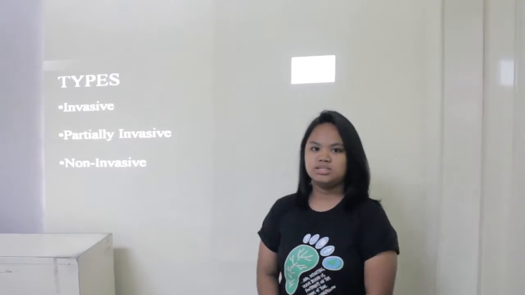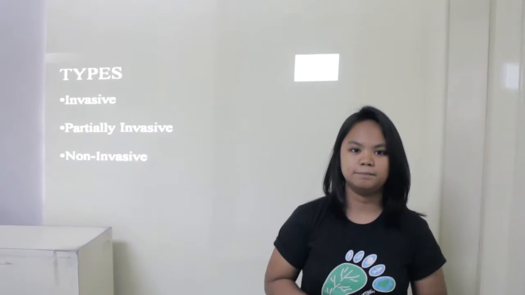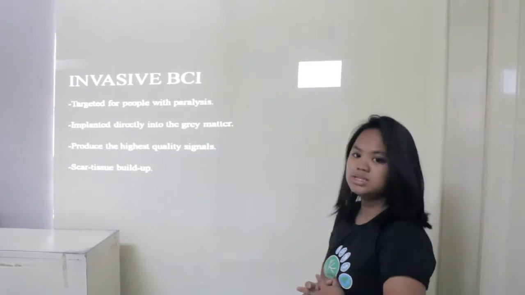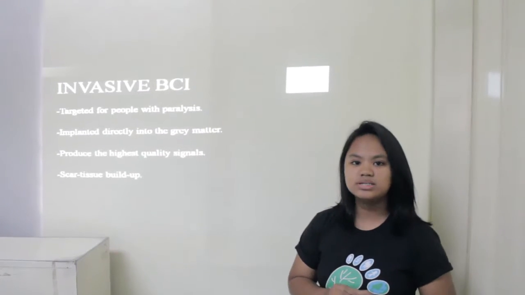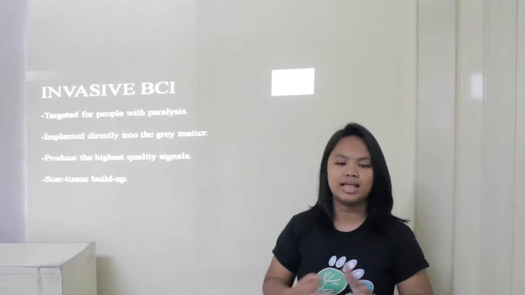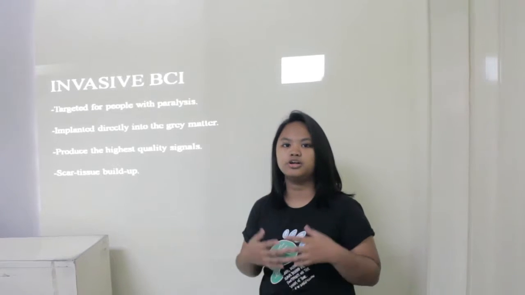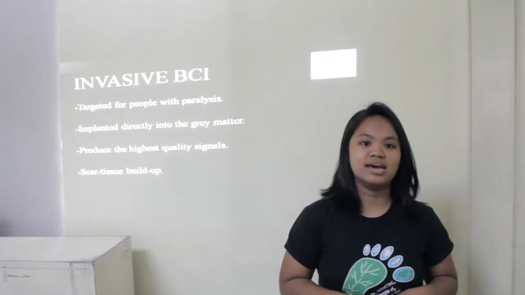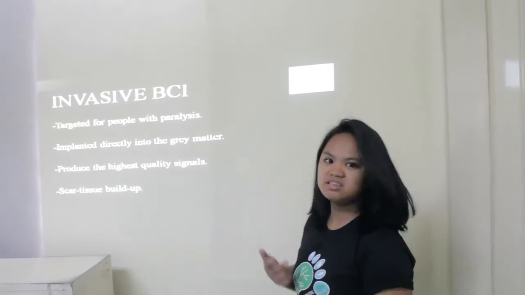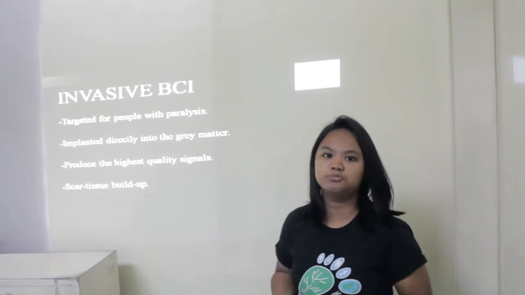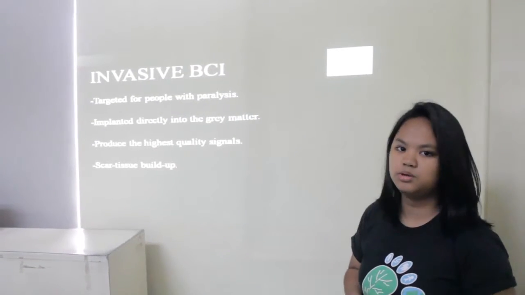Now we go to the three types of BCI. The invasive BCI, partially invasive BCI, and the non-invasive BCI. For the invasive BCI, it is targeted for people with paralysis. It is implanted directly to the gray matter, which is composed of dendrites, axons, glial cells, synapses, and other things that are important for the neurological system. It also produces the highest quality signals. The con of having invasive BCI is it produces a scar tissue buildup, but it's only a physical defect only. So I guess it'll be okay.